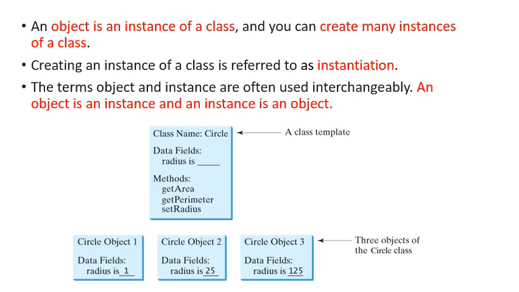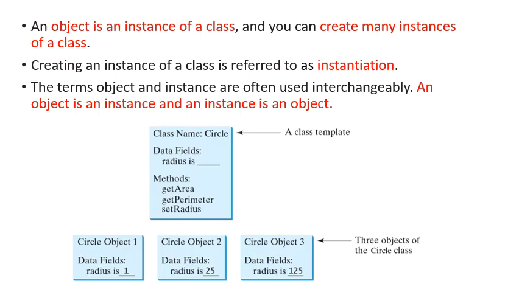An object is an instance of a class. You can create many instances of a class. That means you can create many objects for a single class. Creating an instance of a class is referred to as instantiation. The terms object and instance are often used interchangeably. An object is an instance and an instance is an object. So both object and instance have the same meaning.